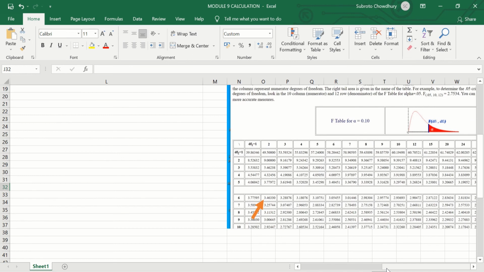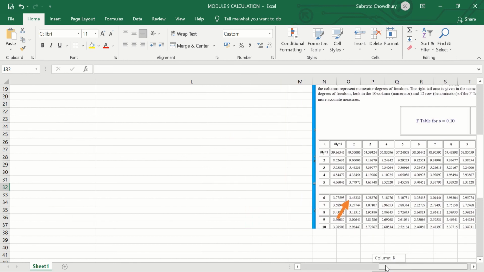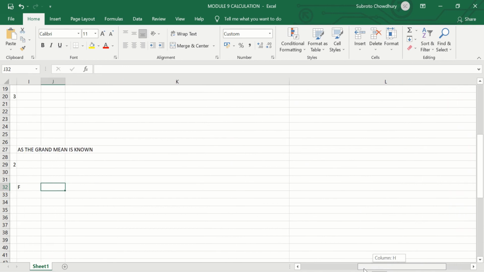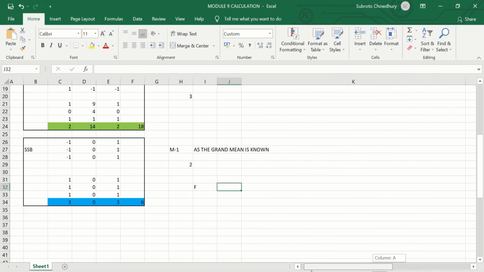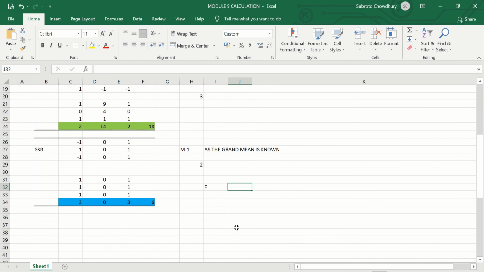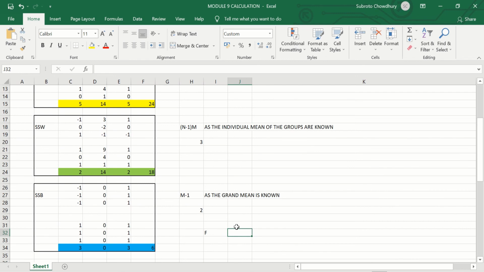So what can we say? We cannot reject the null. That means there is no sufficient evidence, as our calculated value is much less than the critical value. We do not have sufficient evidence to reject the null. So we can say that the variation observed in this case is due to chance, and there is no actual variation between the groups.